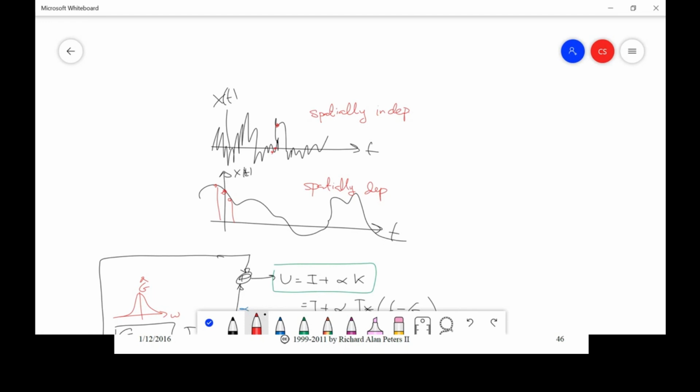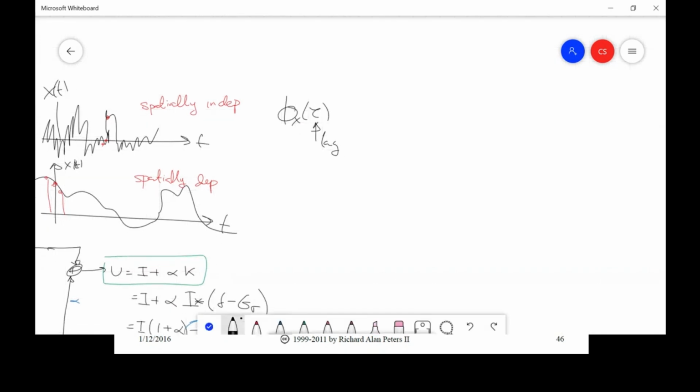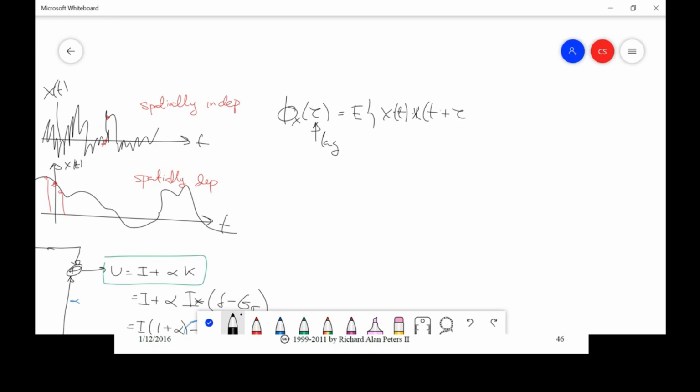Okay, so what is the property? How can we formalize this? We can do it through the autocorrelation function. So the autocorrelation function of the signal x of t, that is the expected value. Sorry, this is tau. This is called the lag. So this is the expected value of x of t times x of t plus tau.